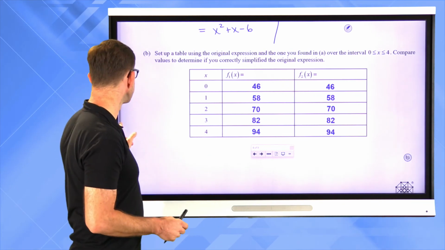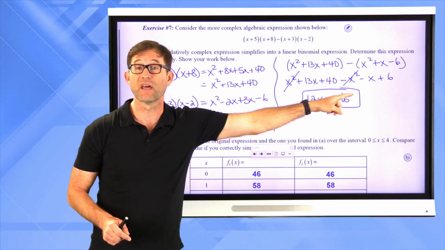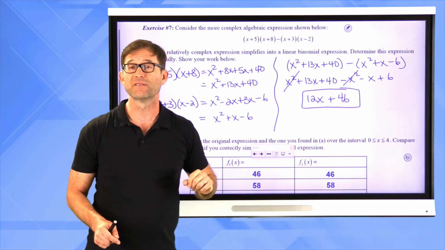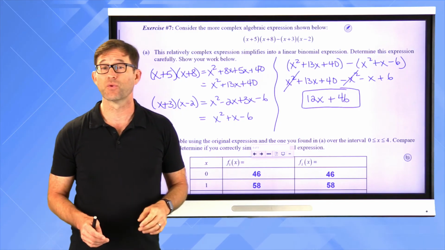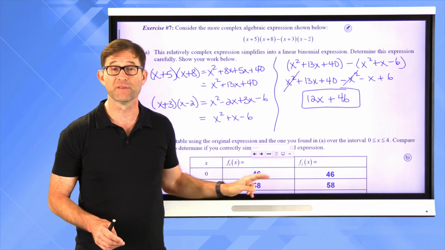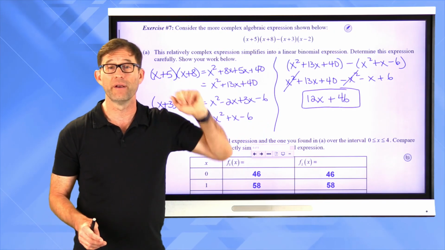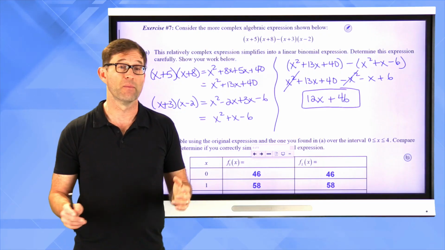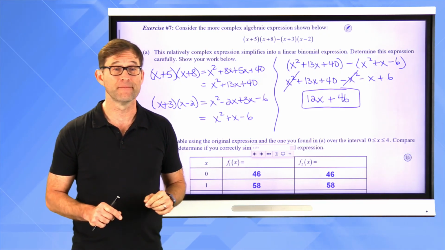If we had made a small mistake, like perhaps subtracting the 6 instead of adding the 6 at this point, giving us 12x, let's say, plus 34, then these values wouldn't be the same, and it would tell us that this expression is not equivalent to that one, and therefore we had made a mistake in our algebra. Now, we might not know where the mistake was, but we'd know that there was a mistake.